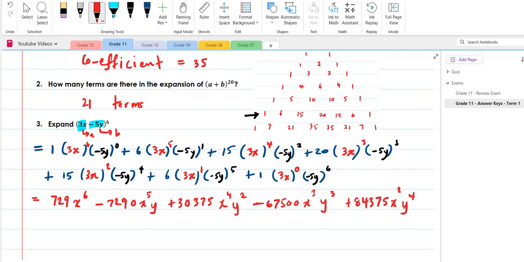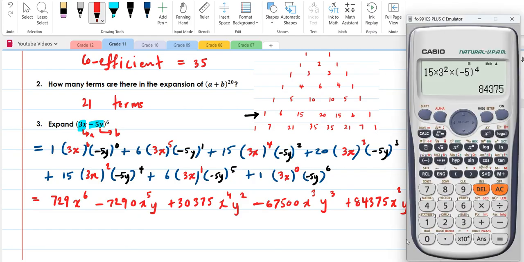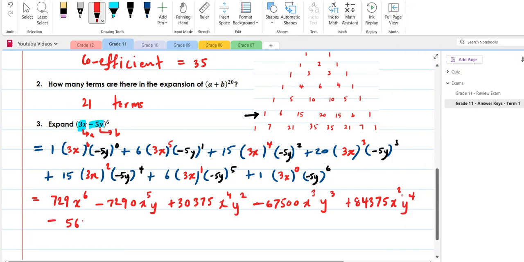Now we're just left with the last two terms. 6 times 3 is 18. So 6 times 3 to the power 1 times negative 5 to the power 5. Guys, just make sure that when you are raising powers, make sure to put the negative 5 in brackets to the power 5. So we're getting negative 56250 x y to the power 5.